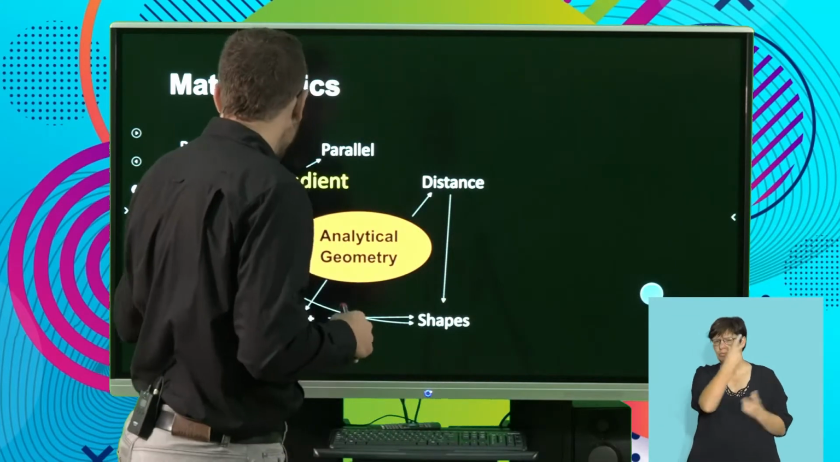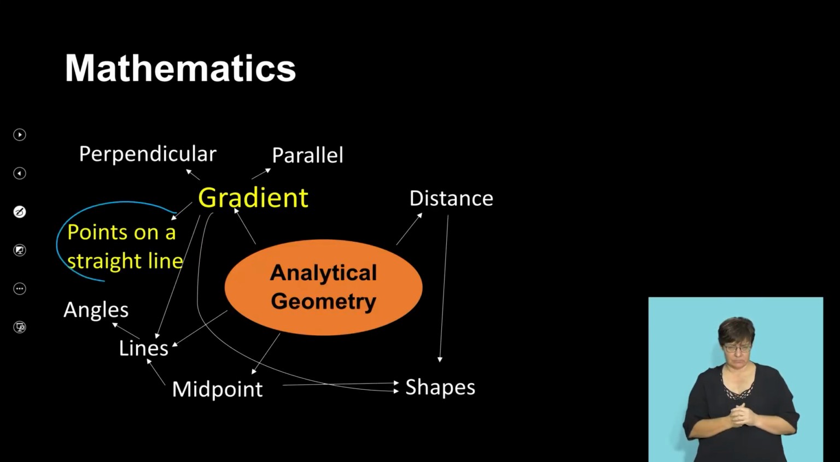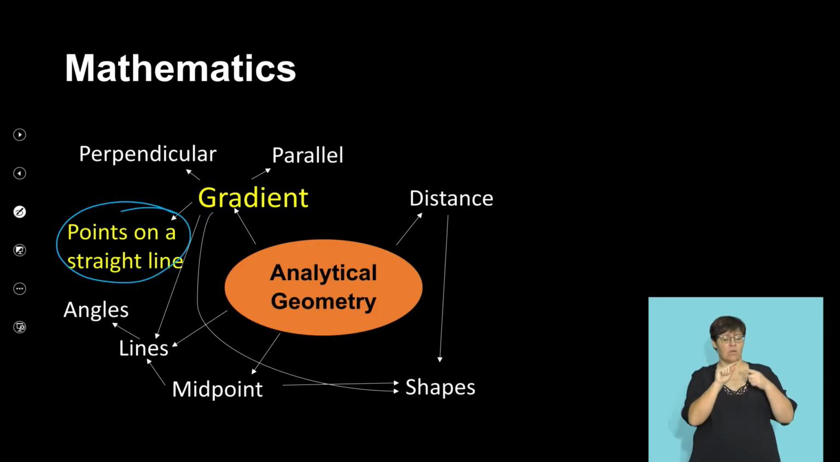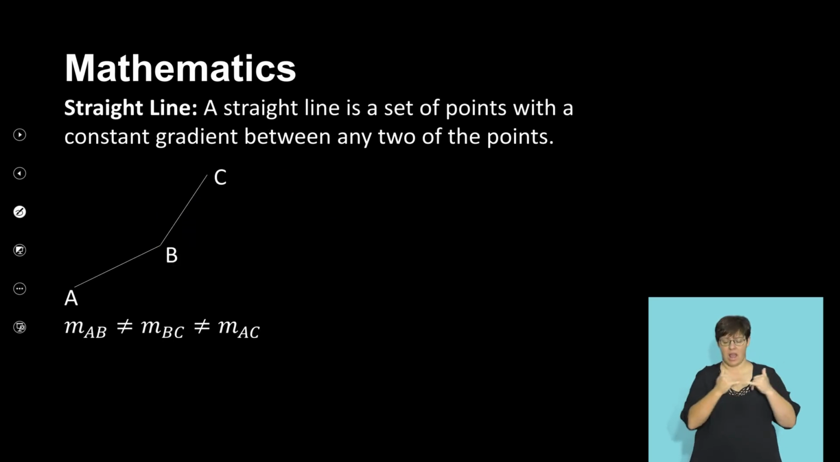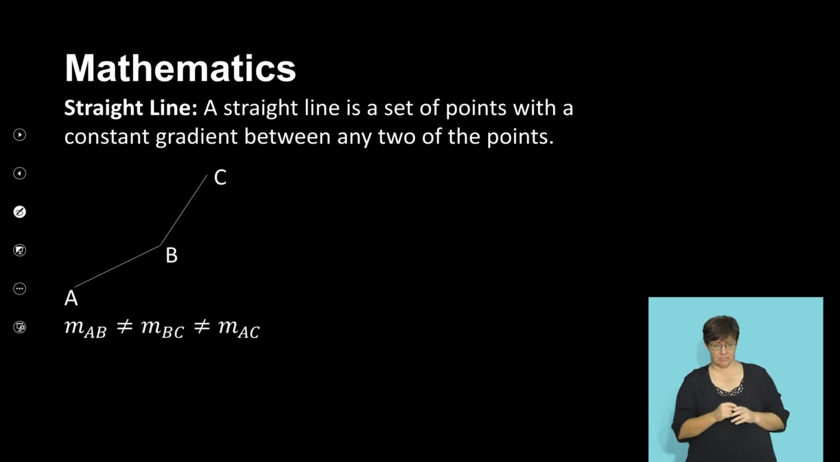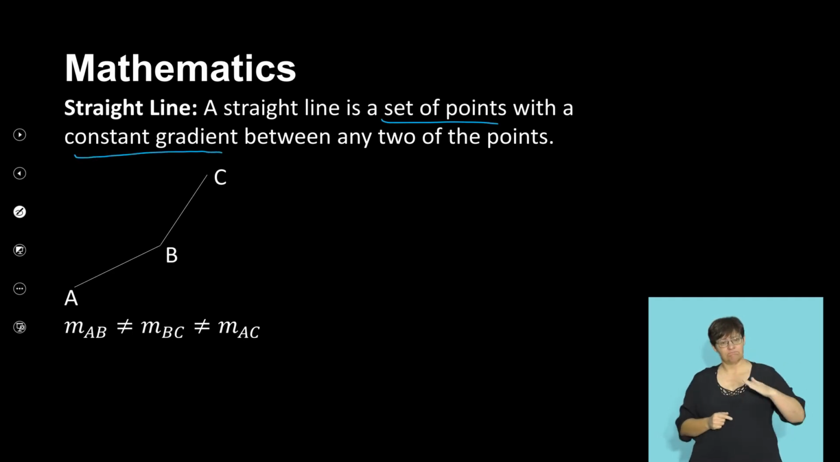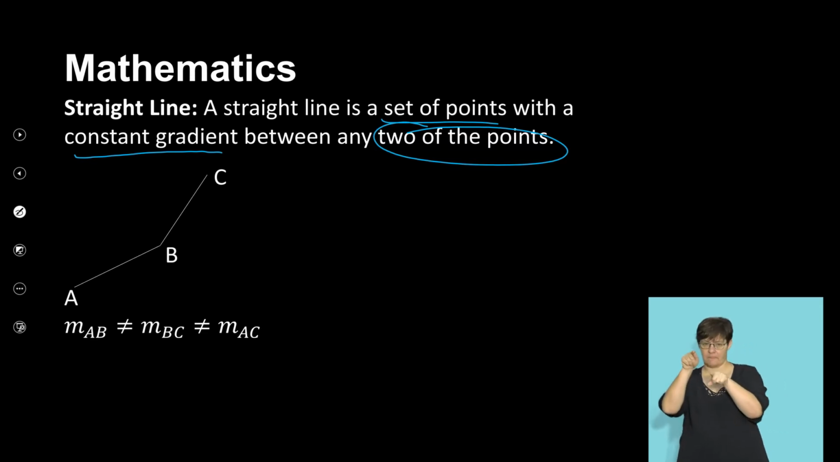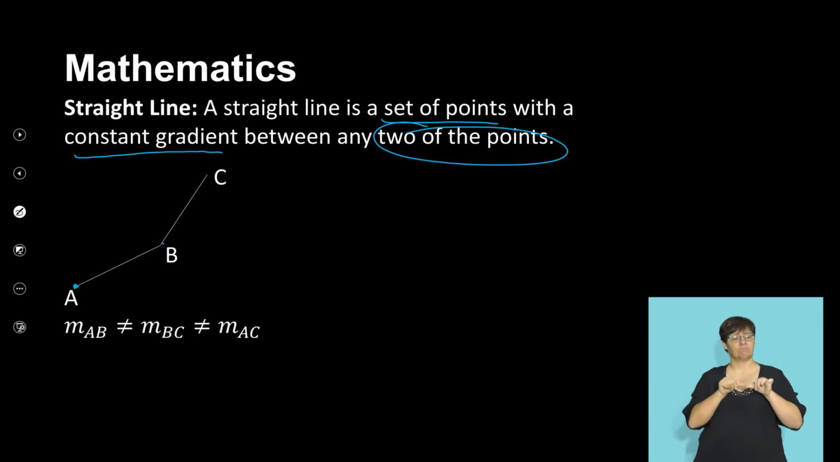So the first thing that we're going to be talking about is points on a straight line. Now, the definition of a straight line is a set of points with a constant gradient between any 2 of those points. So here what I've done is I've drawn a line. Here you can see A and B and C.